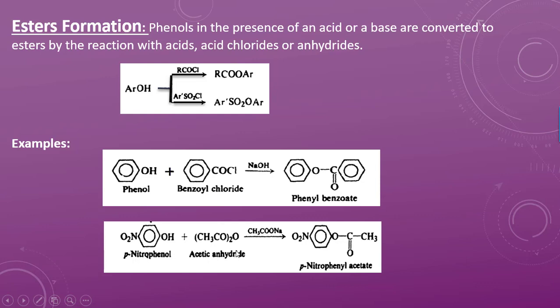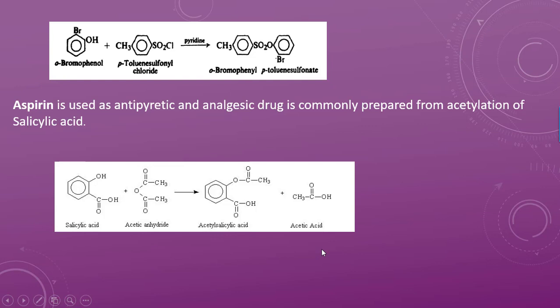Para-nitrophenol is reacting with acetic anhydride and forming para-nitrophenyl acetate. And in the next case, ortho-bromophenol is reacting with para-toluene sulfonyl chloride, and we are obtaining ortho-bromophenyl para-toluene sulfonate.